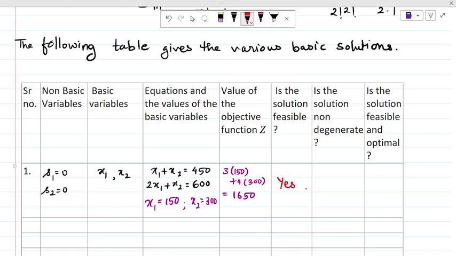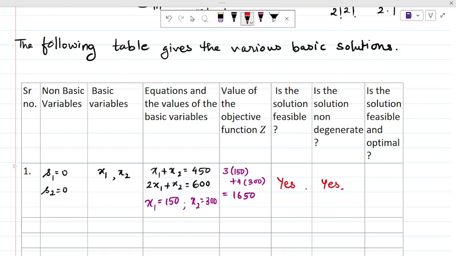Is this solution non-degenerate? Yes. What is the definition of a non-degenerate solution? It is a basic feasible solution in which all m variables are positive and the remaining n variables are each 0. So s1 and s2 are both 0, and the remaining m variables, x1 and x2, are positive, so this is a non-degenerate solution.